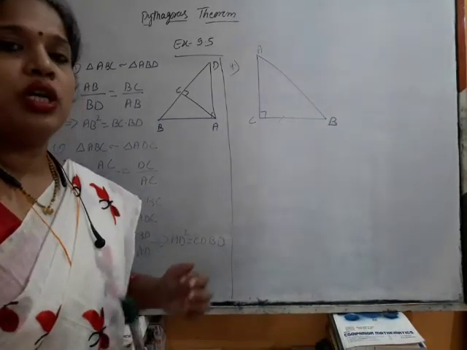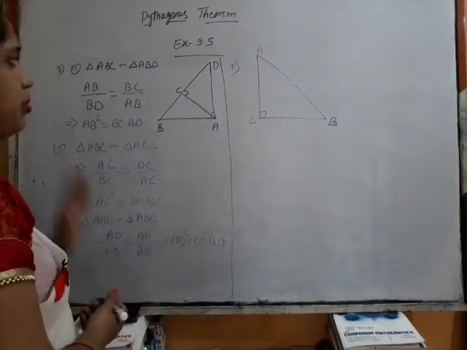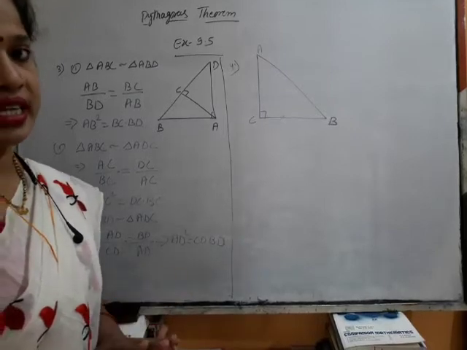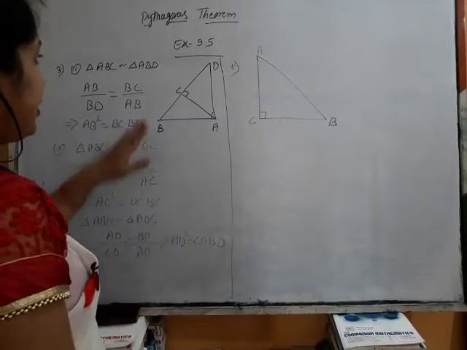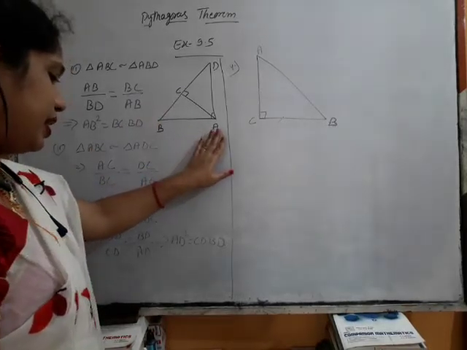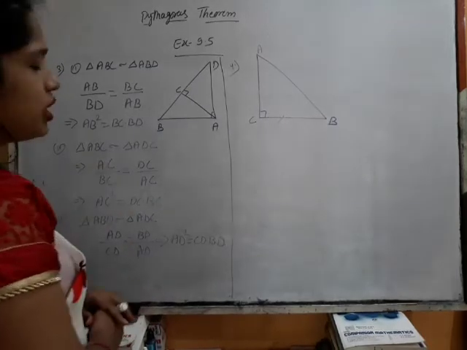Welcome back to the other questions of exercise 9.5. Here, question number 3. Question numbers 1 and 2 we have discussed in the previous video. So, question number 3 says ABD is a right angle triangle at A and AC is perpendicular to BD. So, we have to show the results.